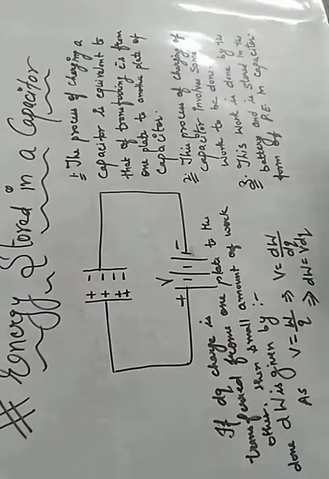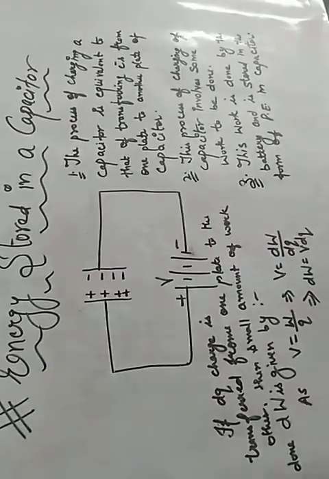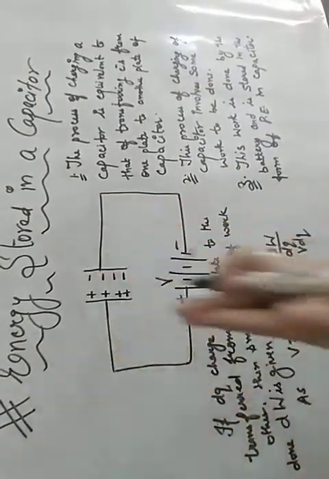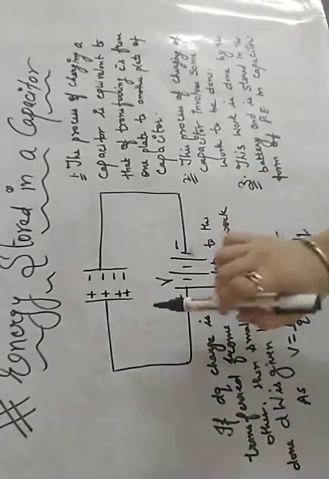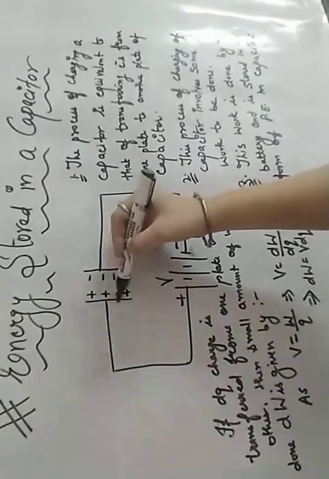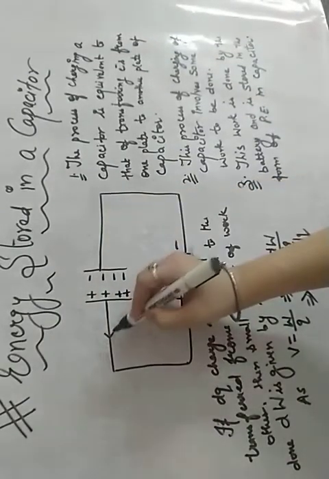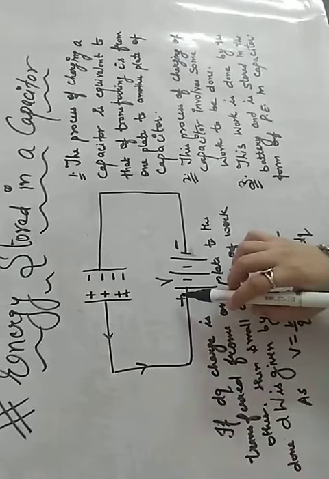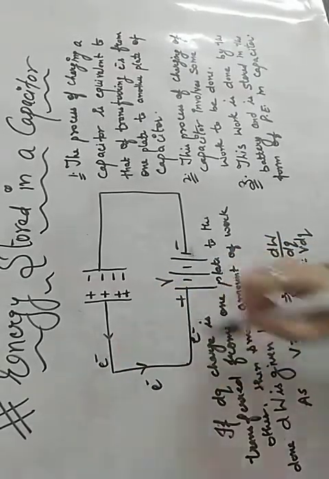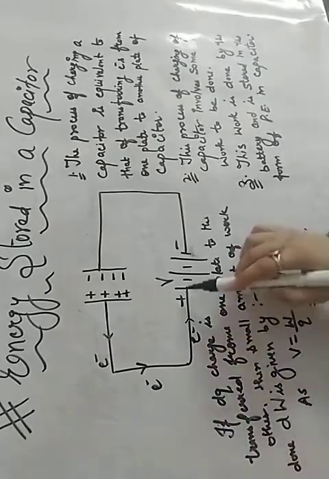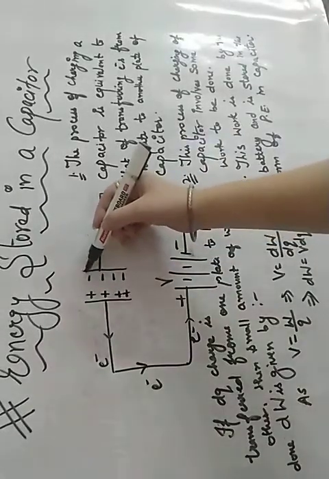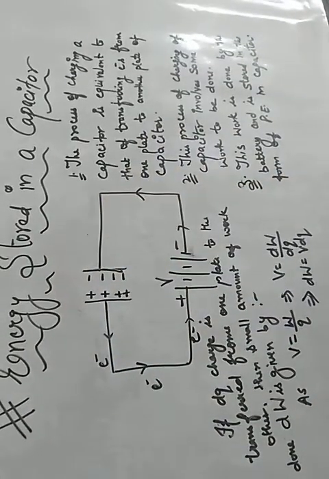Now look, this parallel plate capacitor is nothing but metallic plates. Got it? So what does it do? The free electrons present on this plate start moving towards the positive terminal of the battery, and via the wire they start getting stored on the other plate of the capacitor.